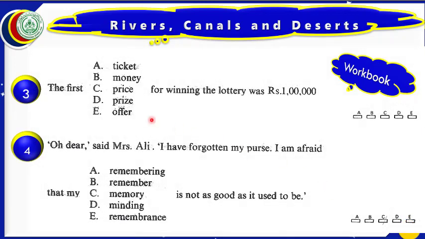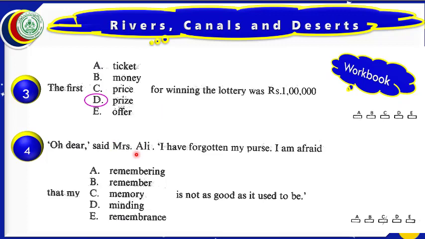Yes, students, here it is written, the first ticket, first money, first prize, first offer for winning the lottery was 100,000 rupees or reals. What will be here? The first ticket? Dear students, it is very common. The first prize, second prize, third prize. That is why we shall select option D as our correct option. Let us move to the next part now.